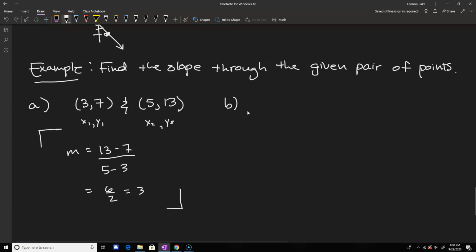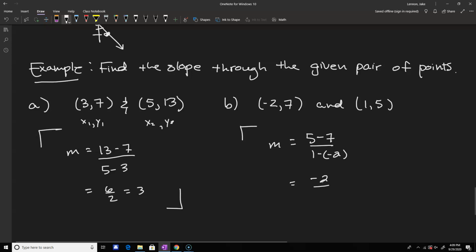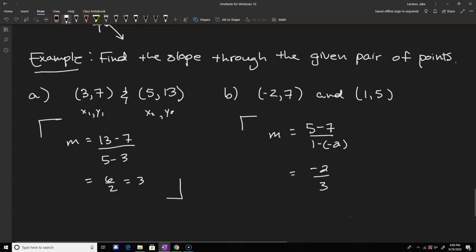For part B, let's say we have the 2 points (-2, 7) and (1, 5). So same thing here again. We're going to do 5 minus 7 divided by 1 minus -2. So be careful when you have those 2 negatives that you're using parentheses and changing that to, again, that's going to be 1 plus 2 now. So we get -2/3 as the slope for part B.